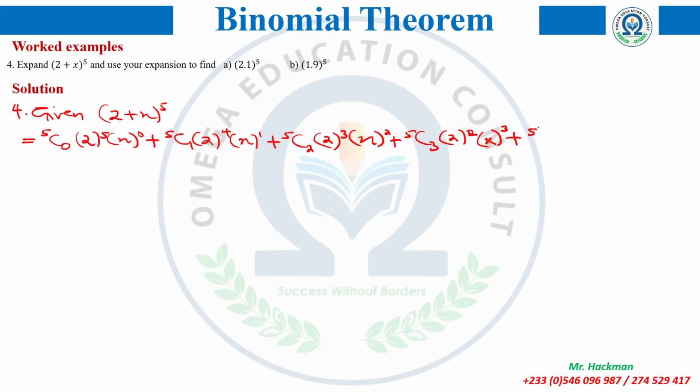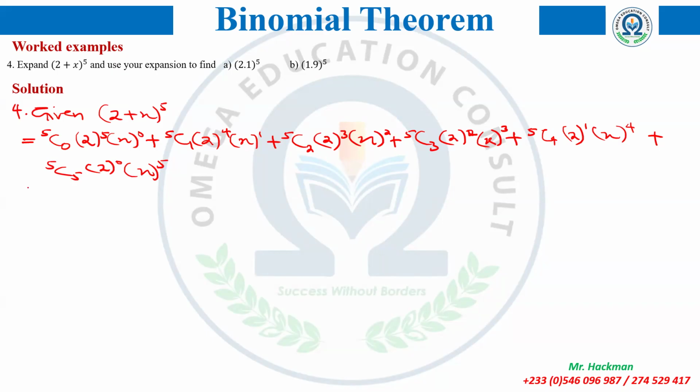That will give us 5 combination 4, then 2 to the power 1, then x to the power 4. Then plus, the next one will be 5 combination 5, then 2 to the power 0, then x to the power 5. All correct, my professors? Yes, please.